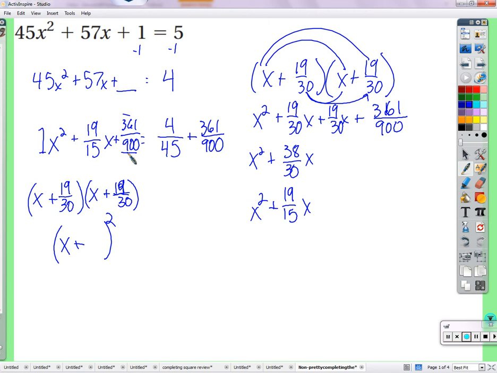So far we just moved the 1 over here. We divided everything by 45. Then we added this new number. x squared plus 19/15 x plus 361/900 factors perfectly as a perfect square, so that we can write it this way.